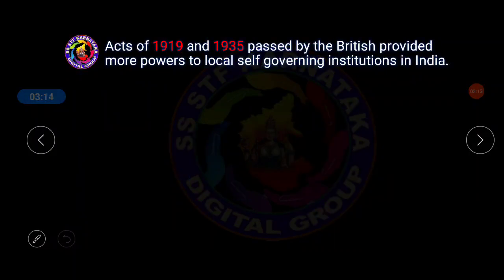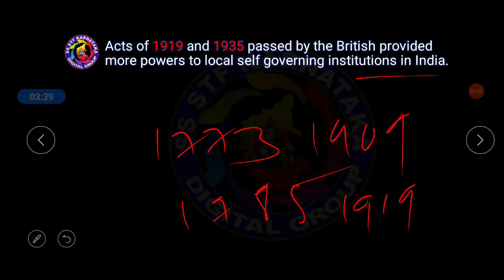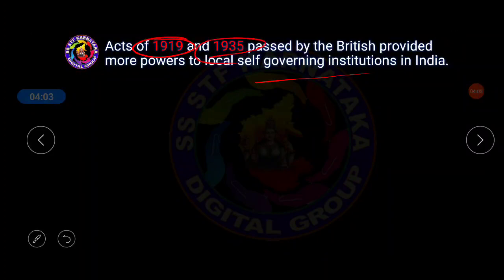Next, the Acts of 1919 and 1935 passed by the British provided more power to the local self-government institutions in India. Remember, when the Britishers were ruling India, various acts were passed, like the 1773 Regulating Act, 1785 and 1909 Act, 1919 Act, next the 1935 Act. So many acts were passed by the Britishers, and these were meant for the reformation of the Indian system. And remember, for the first time after Lord Ripon's initiative, more importance, strength, teeth and power were given to the local self-government through the two acts, that is the 1919 Act and the 1935 Act.